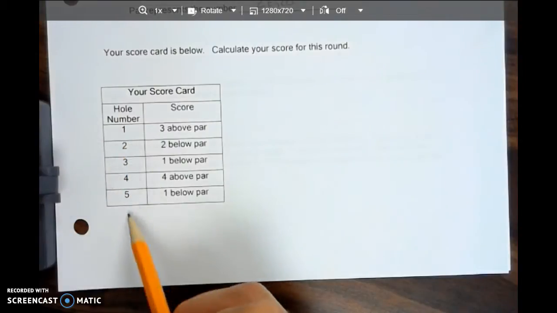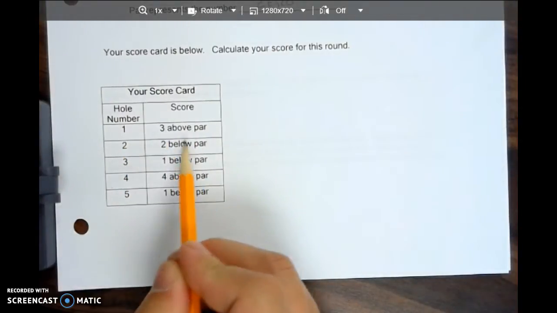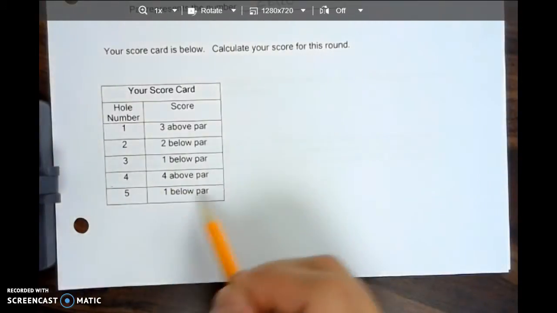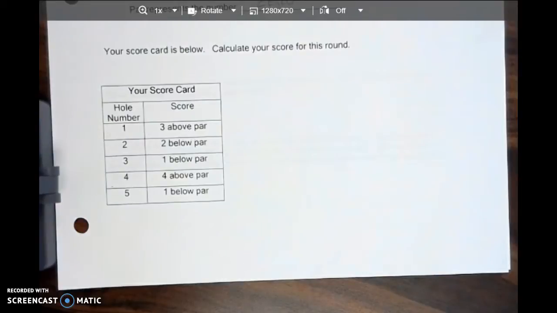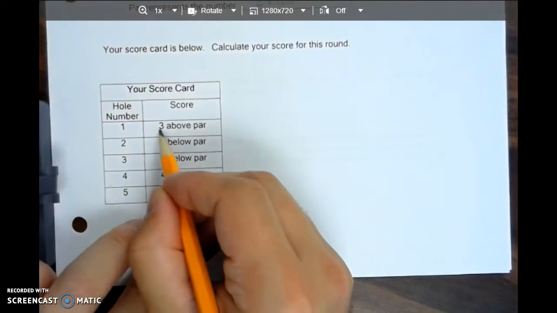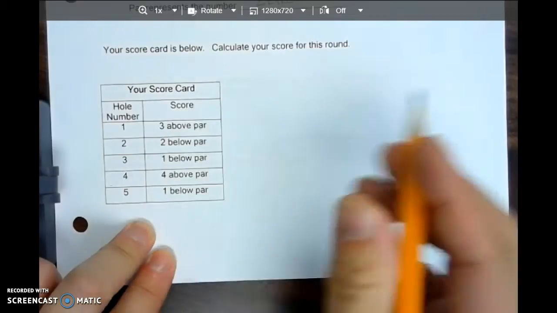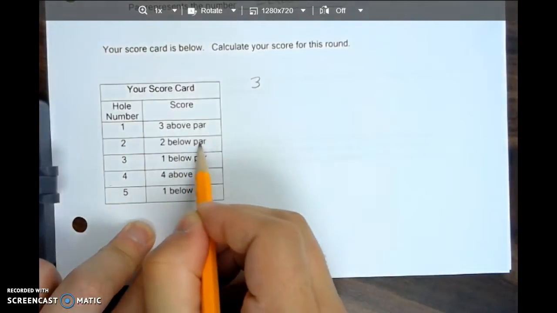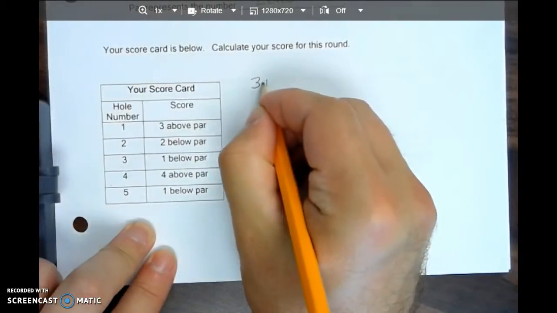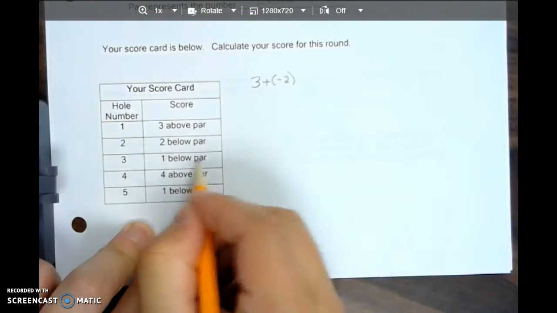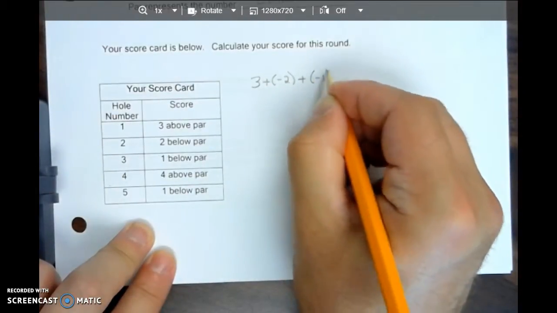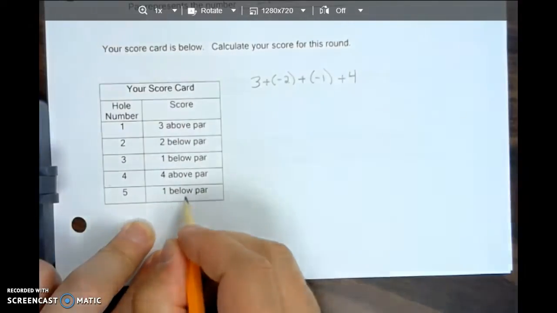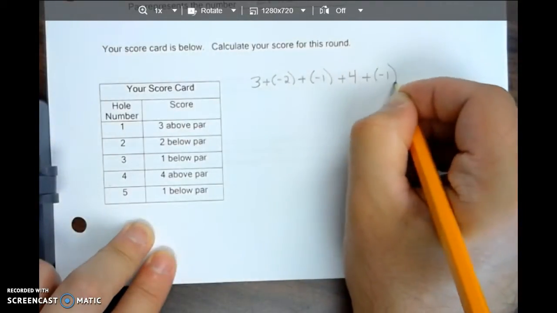So these were the different holes, and we can see here 3 above par, 2 below par, 1 below par, 4 above par, and 1 below par. These values we need to add together to figure out what our total score is going to be. So the first one says 3 above par. Well, above par, again, is going to be a positive, so I'm going to start with the number 3. 2 below par is going to be a negative 2, so I'm going to add negative 2. 1 below par, I'm going to add negative 1. 4 above par, I'm going to add a positive 4. And finally, 1 below par, I'm going to add negative 1.